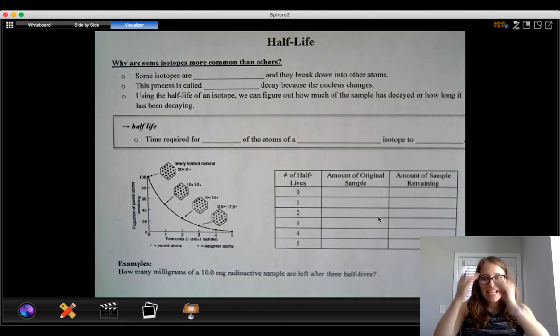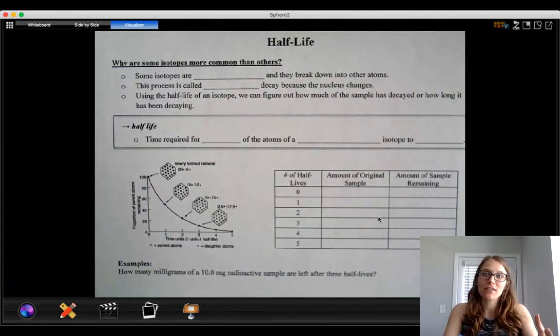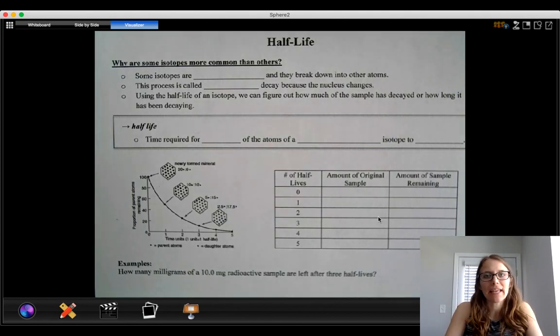All right, we're going to take a look at half-life. This is page 7 of the packet. We talked about radioactive decay and how substances break off chunks of themselves and spit that out, alpha, beta, and gamma. And half-life tells us about how long it takes for that to happen.